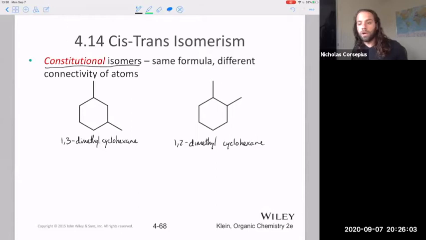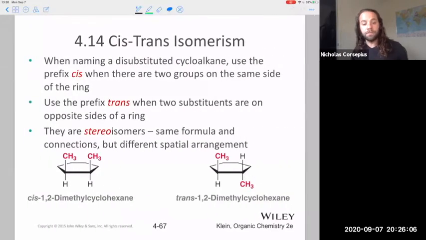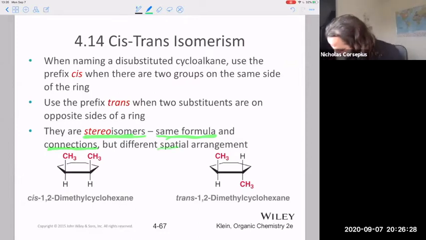So then what are cis-trans isomers? This is now a different type of isomer. This is what's called a stereoisomer. They have the same molecular formula, just like constitutional isomers, but they also have the same connections, all right? Meaning which atoms are bound to which atoms are the same. The difference is the spatial arrangement of those groups. So what do I mean by that? Well, I think it's easiest to just take an example here.